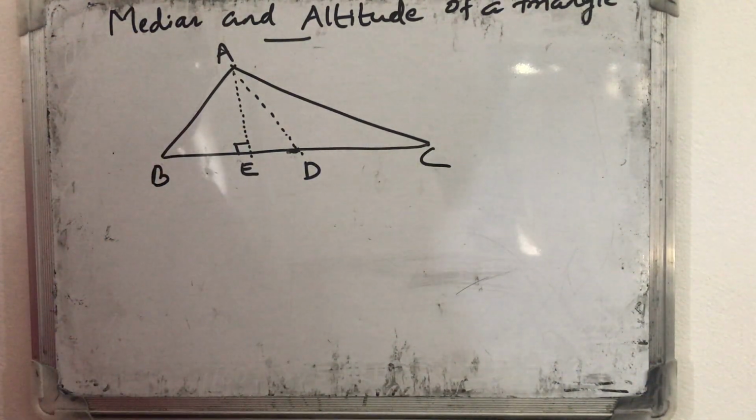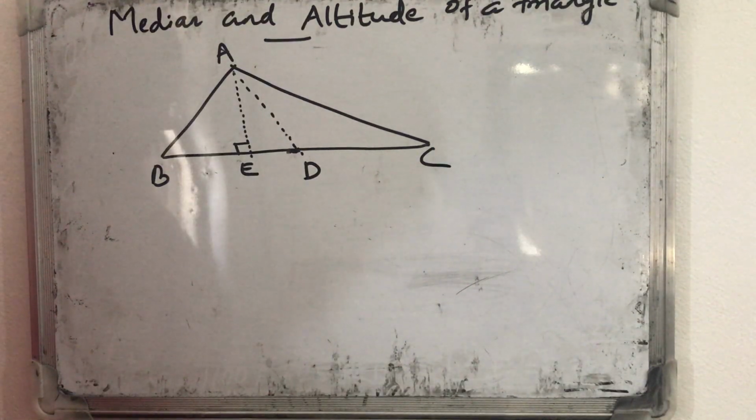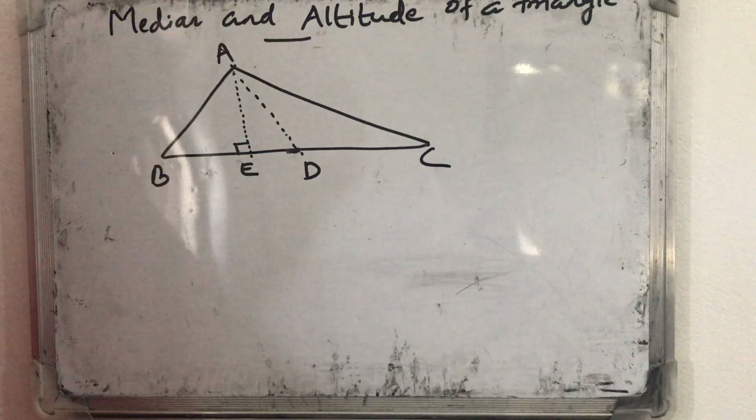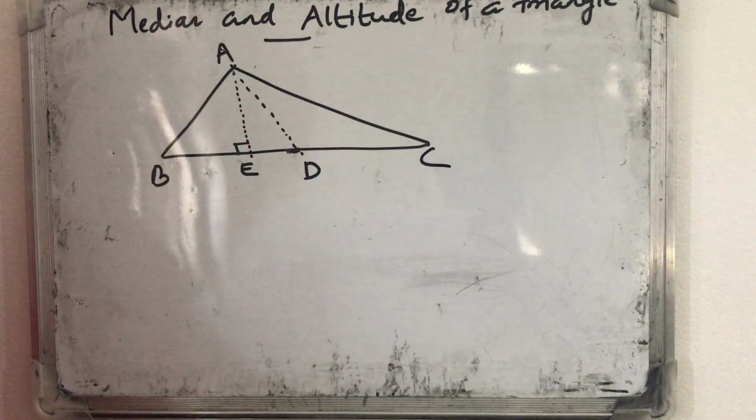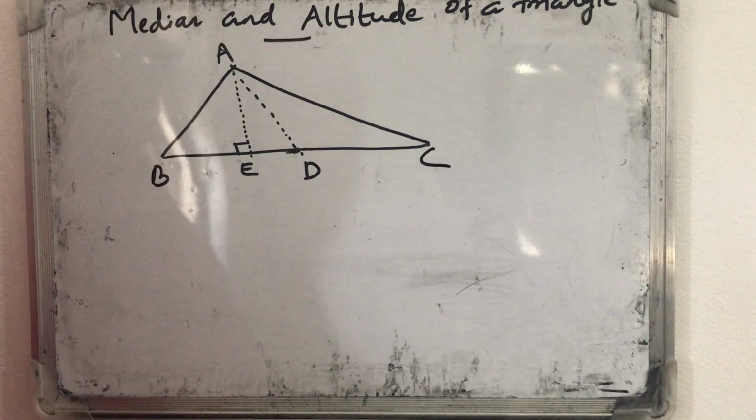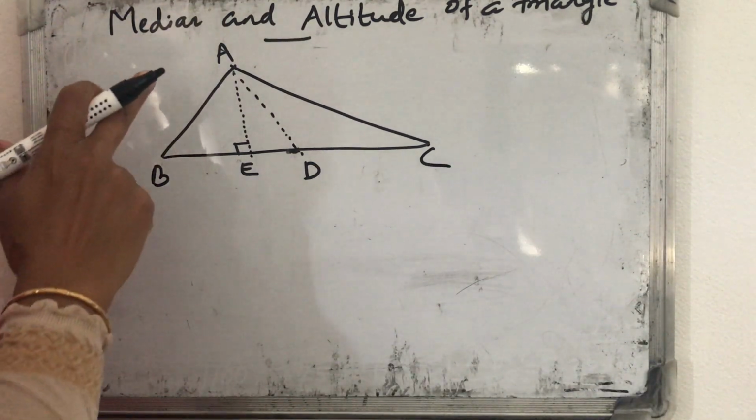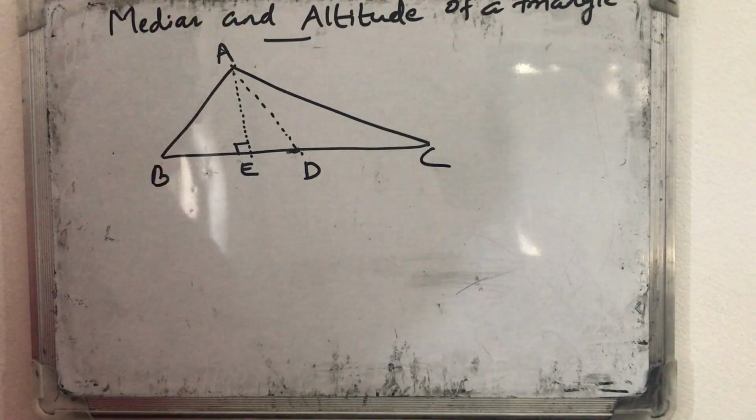Next, we want to discuss median and altitude of a triangle. We just started properties of a triangle, and that is interior and exterior of a triangle, and what is triangular region and different types of triangle that we discussed yesterday. And today it is very important: median and altitude of a triangle.